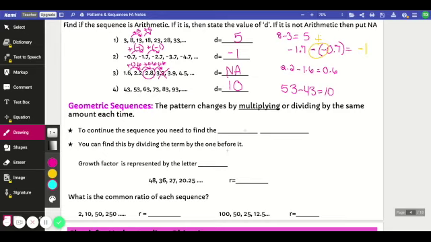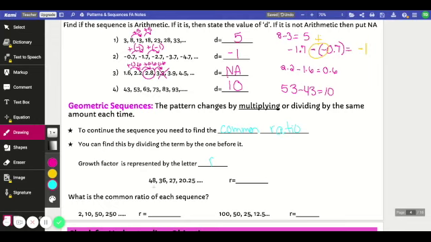So to continue the sequence, you need to find the common ratio. You find this by dividing the term by the one before it. So the growth factor is represented by a lowercase r.